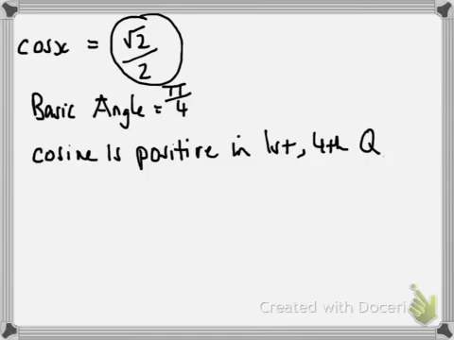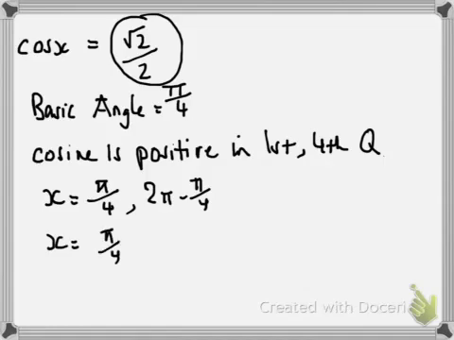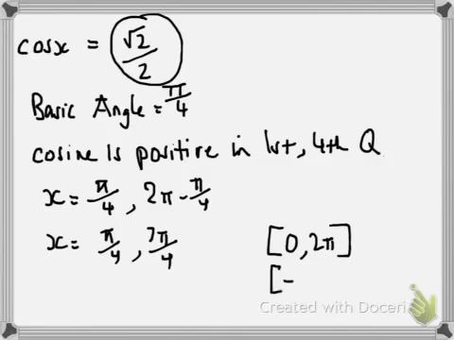Okay, so therefore x will equal first quadrant pi on 4, fourth quadrant 2 pi minus pi on 4, x equals pi on 4, comma 7 pi on 4. Right, now they're the answers if our domain was 0 to 2 pi. But our domain in this question is negative 2 pi to 2 pi. So let's see how we deal with that on the next slide.